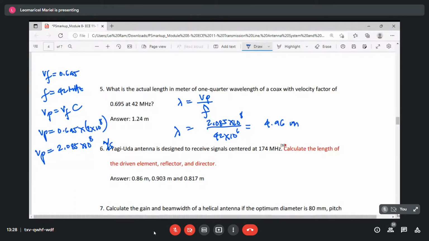Now, ang tinatanong ay quarter wavelength. Therefore, the quarter wavelength lambda over 4 is equals to 4.96 meter divided by 4. That is 1.24 meters.